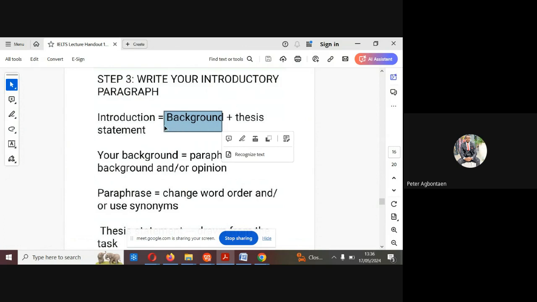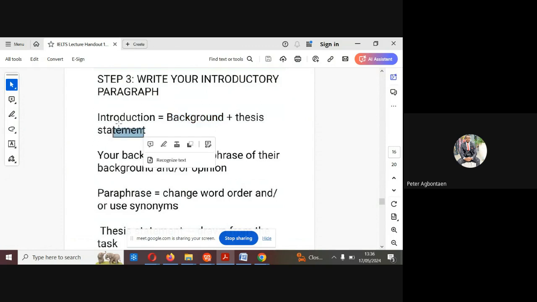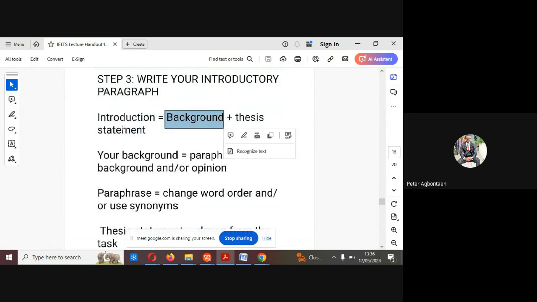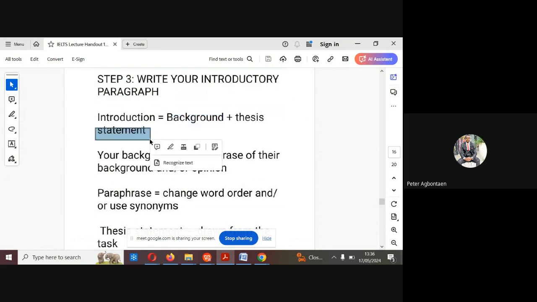I'm saying that for you to have an introductory paragraph, the first part of your introduction is the background statement. Sorry. So the first part of the introduction is a background statement, and the second part is a thesis statement. So the combination of the background statement and thesis statement, that's what forms your introductory paragraph.